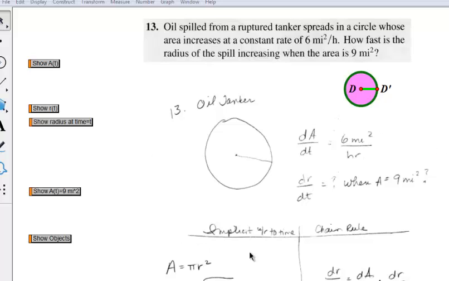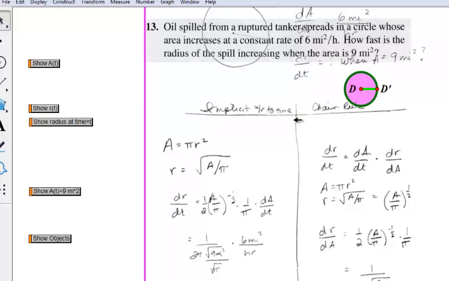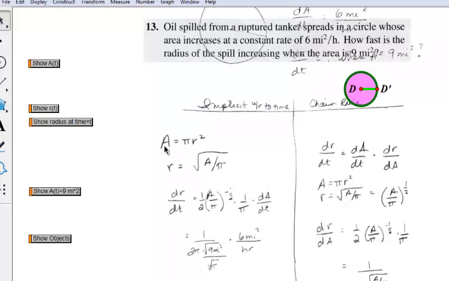So first I'm going to just give you the calculus here. If we want to use implicit differentiation with respect to time, we know that the rate of change of the area is dA/dt. That's 6 square miles per hour. And we want to know the rate of change with respect to time of the speed at which the radius is changing when the area is 9 square miles. So we start with the equation A equals pi r squared. We know the area is pi r squared. But we want dr/dt.